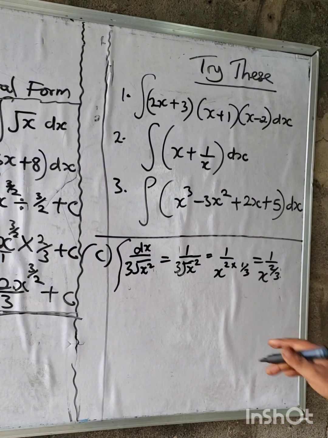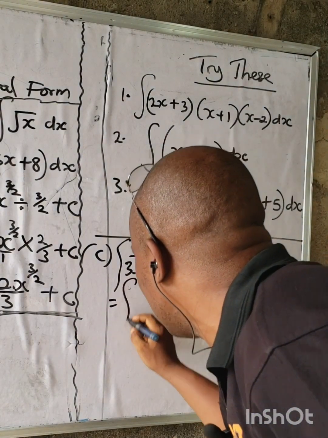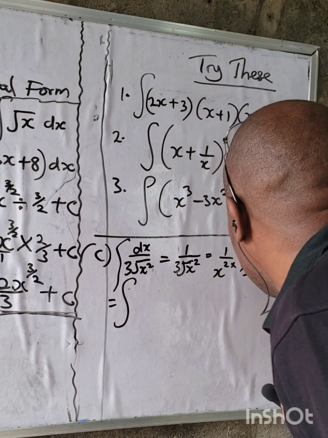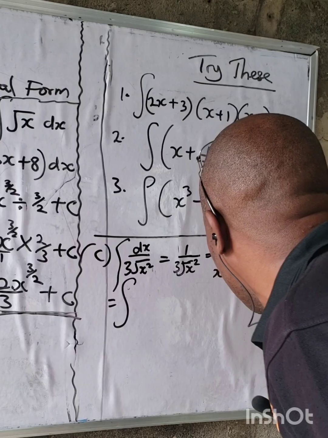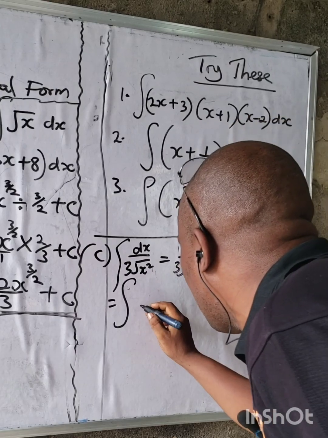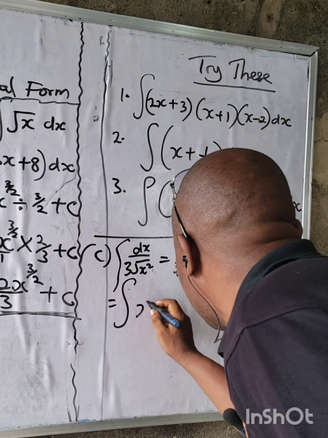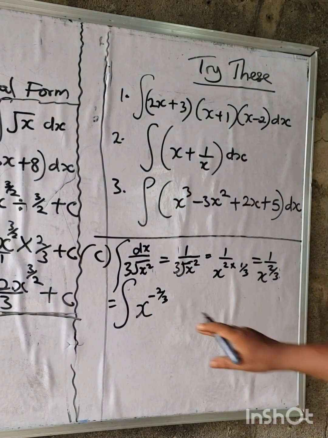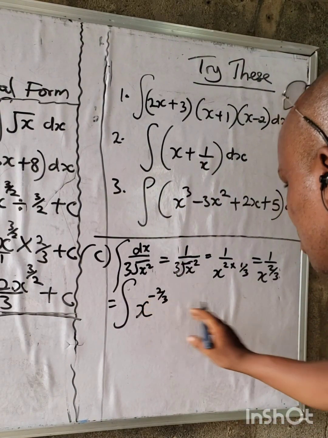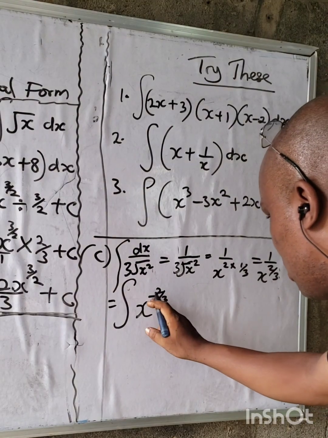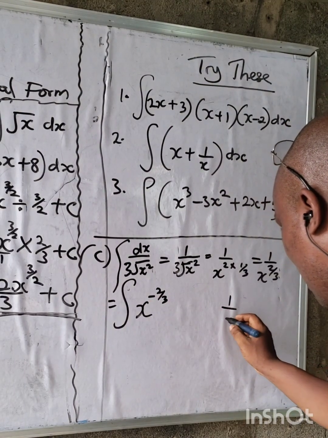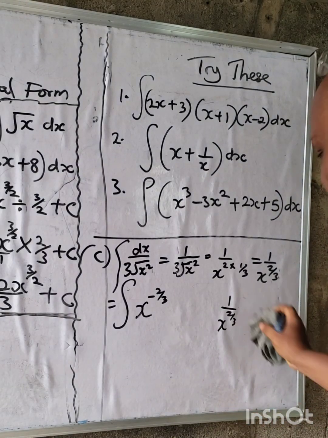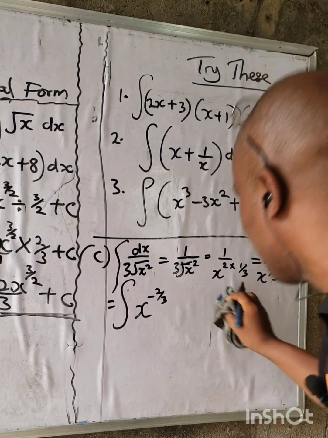Have you understood now? Therefore, our original question should be written like this, and we can eliminate this minus 1 at the top. We are going to have the integral of s raised to power minus 2 all over 3. Now, if you have something like this, if you want to eliminate it, it will become 1 all over s raised to power 2 all over 3. Now, can you see I've already keyed the question now.